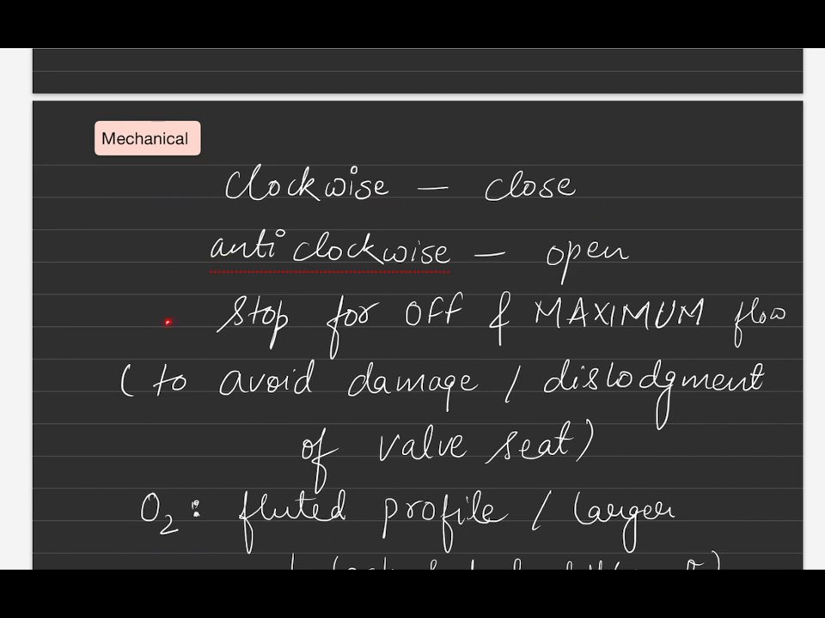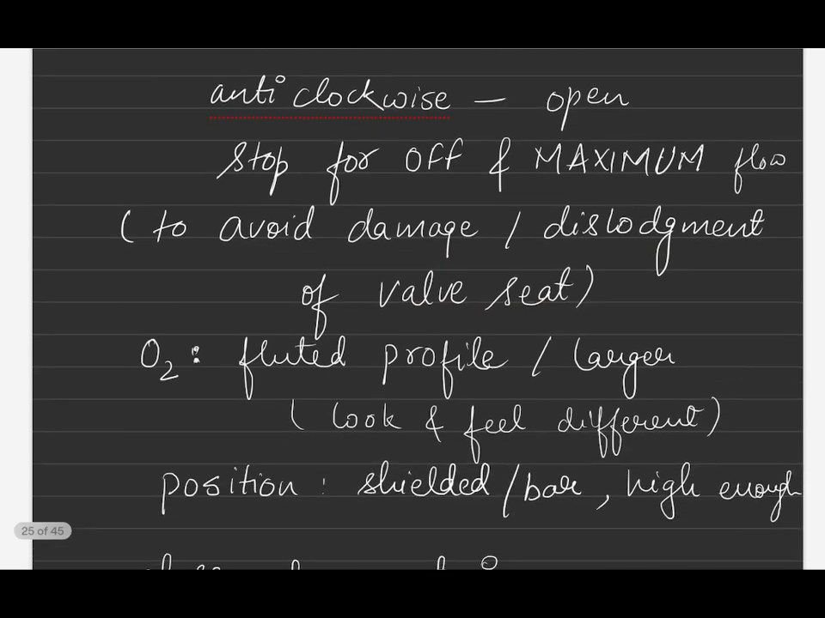Then there is a stop for off and maximum flow. The knob cannot be rotated infinitely. There is a stop so that there is regulated flow of gas, and it avoids damage and dislodgement of the valve seat.